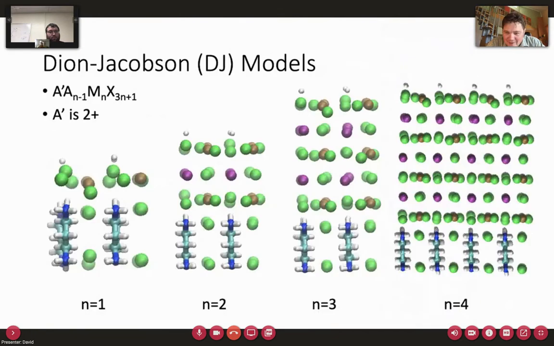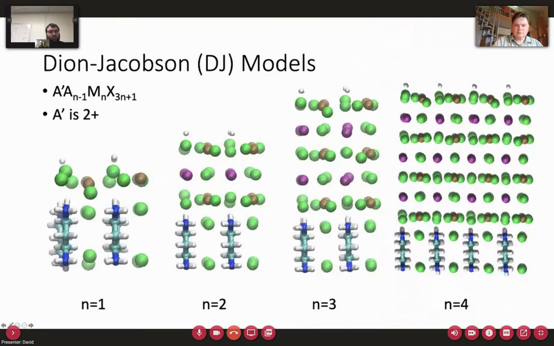Okay. So my other model is the Dion-Jacobson, and in this we see a stacking with a 2 plus cation acting as a spacer, where previously we had a 1 plus. And you can see that in the general formula, where before the A prime, there was 2 of them, now there's 1.